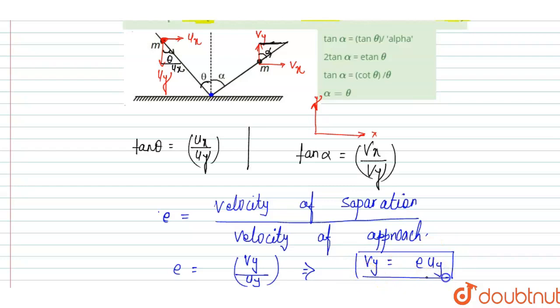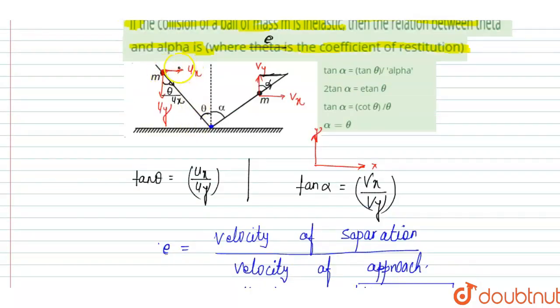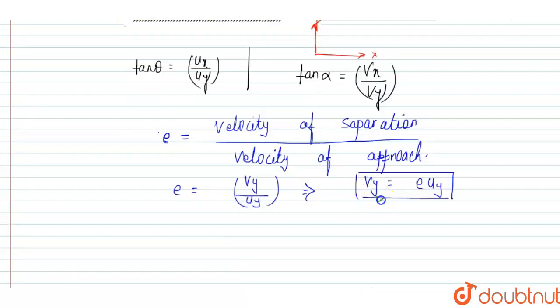Along the x direction velocity is the same, that means ux is equal to vx. Put the value of vy in tan alpha. Then tan alpha can be written as vx upon vy, and vy can be written as E into uy. Then tan alpha is equal to vx upon E into uy.